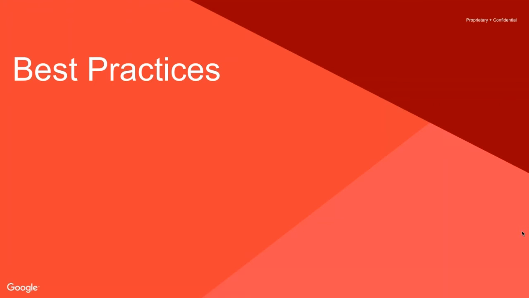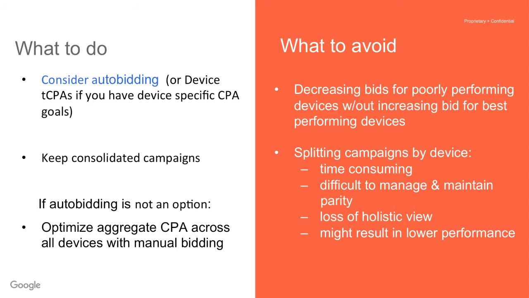All right. Lastly, some best practices when it comes to device bid adjustments. As mentioned earlier, consider auto bidding, or use device tCPAs if you have device-specific CPA goals. Second, keep consolidated campaigns. We'll get into why that is in a second. Lastly, if auto bidding is not an option, consider optimizing your aggregate CPA across all devices with manual bidding. Now, things to avoid. Don't decrease bids for your poorly performing devices without also increasing bids for your best performing devices. And lastly, the splitting campaigns piece.